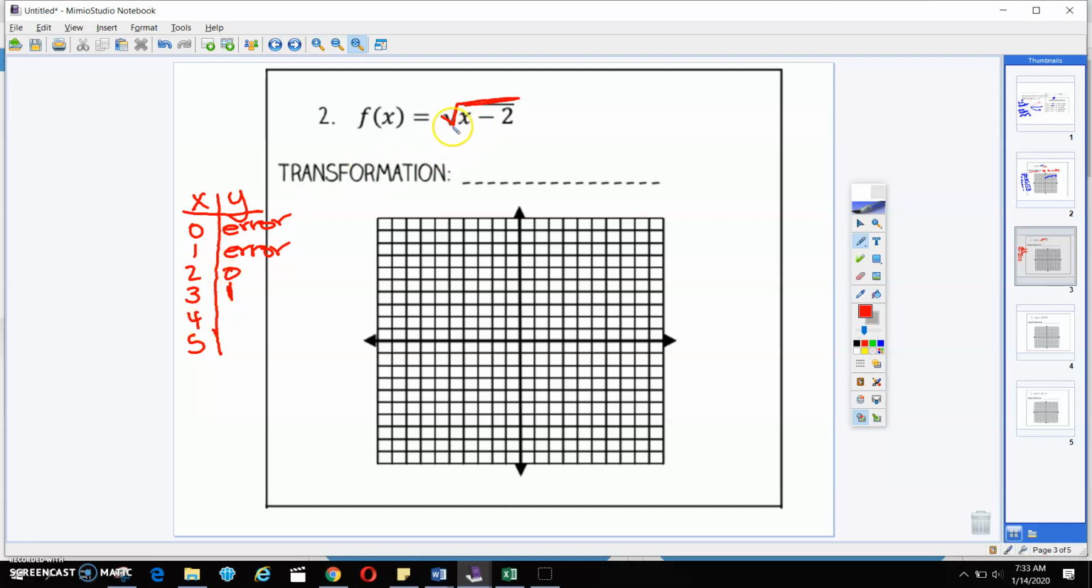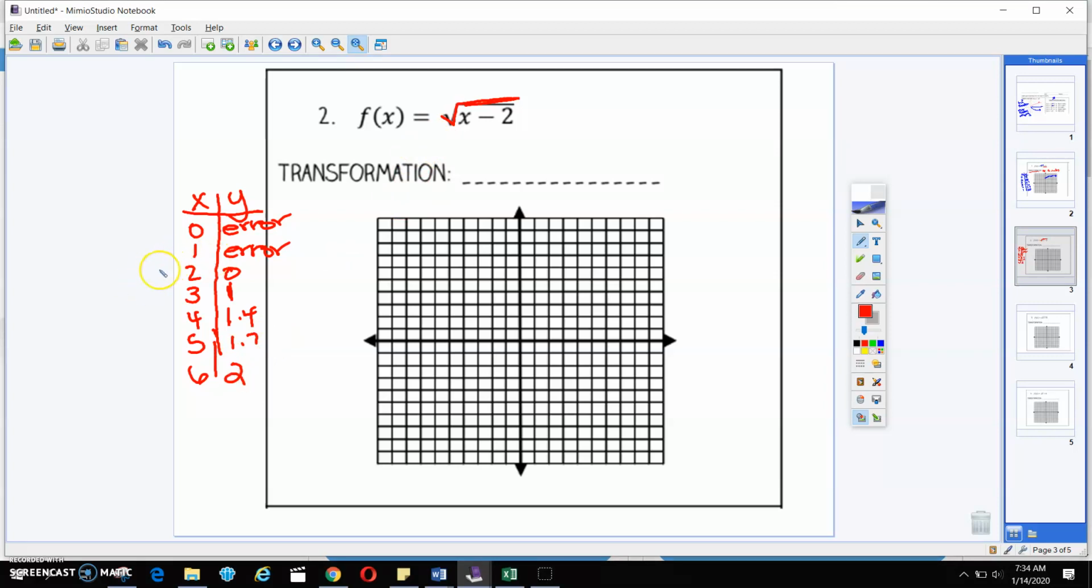Alright, so if I plug 4 in here, what do I get? 2. What's the square root of 2? 1.4. Okay? If I plug 5 into there, I'm going to get 5 minus 2. That gives me 3. What's the square root of 3? 1.7. Alright, and let's go ahead and do 6. So if I take 6 and I plug it in, you're going to get 6 minus 2. That's going to give me 4. What's the square root of 4? 2. Okay? So now I'm going to plot this.